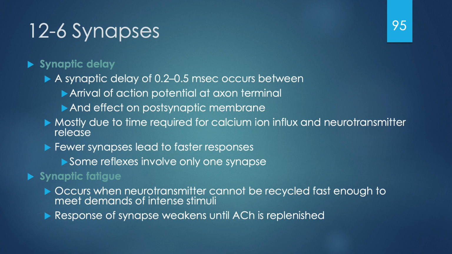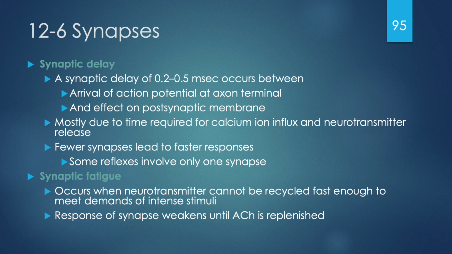There's a slight delay between the time that an action potential arrives at an axon terminal and when the neurotransmitter actually affects the postsynaptic cell. We call this the synaptic delay. At first blush, you would probably think that the reason for this is that it takes time for the neurotransmitter to diffuse from the first cell to the second cell. But that's not actually the reason. The reason is that it takes time for the calcium ions to flow into the axon terminal of the presynaptic neuron, and then for that presynaptic neuron to realize that it's time to spit out the acetylcholine.